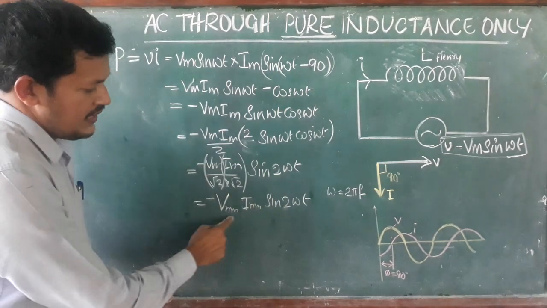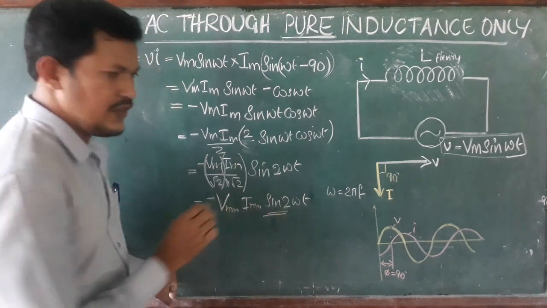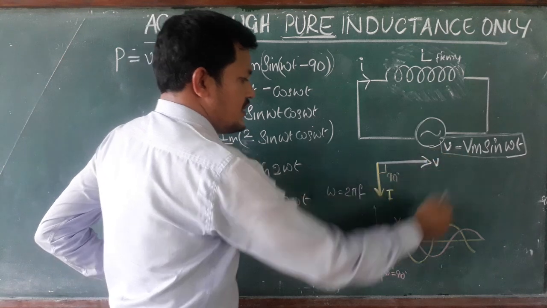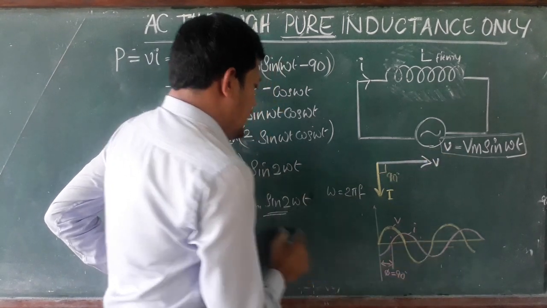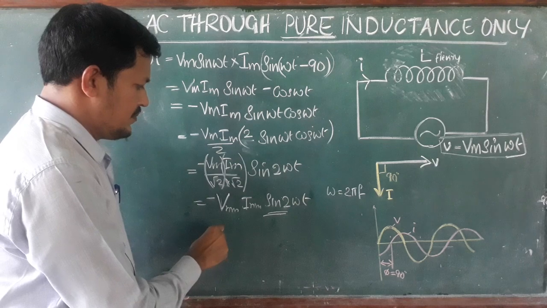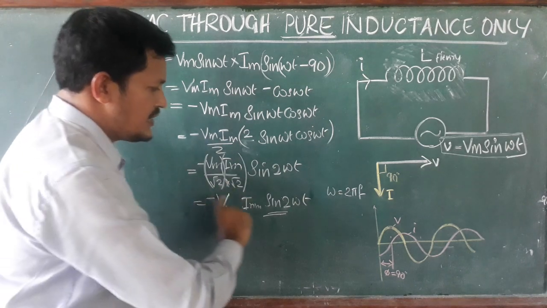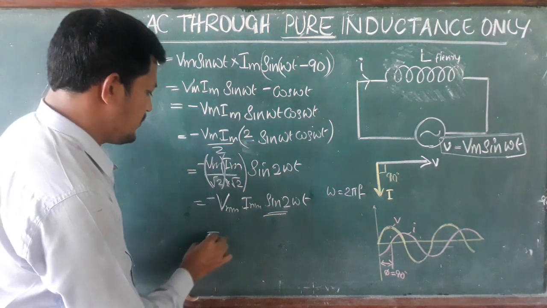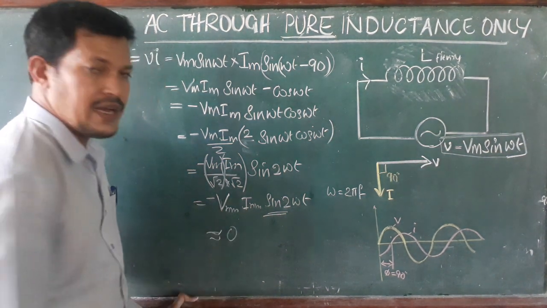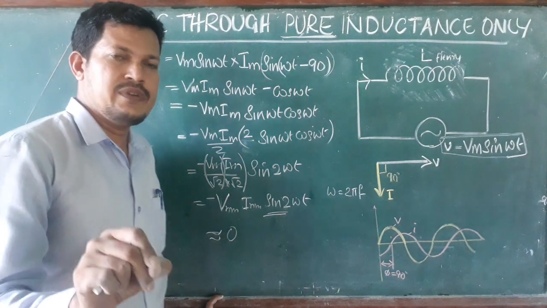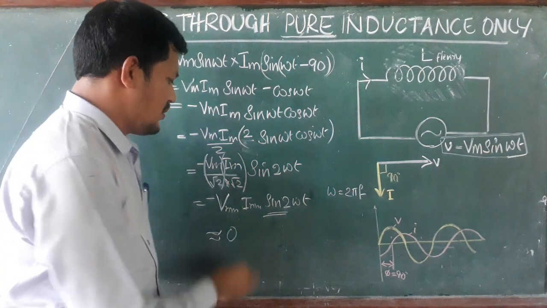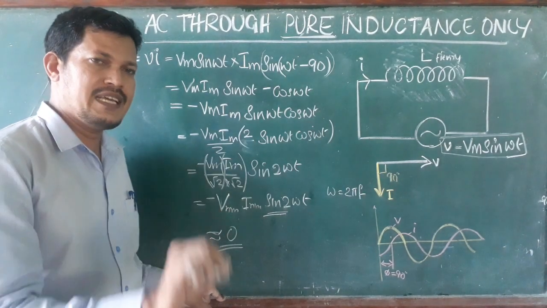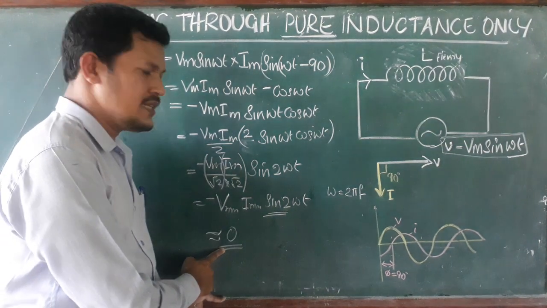We know that it's a sine waveform with double the frequency of the applied frequency. Here the applied frequency is this one, and here the frequency is doubled. And the average value of a sine wave, we know, is 0. The average value of a complete sine wave is 0. Clear? So the power becomes 0 here. The average value over a complete cycle becomes 0. So power we can take as 0.